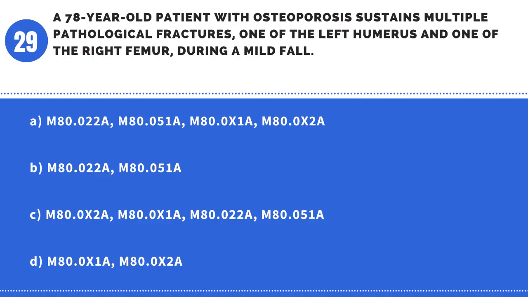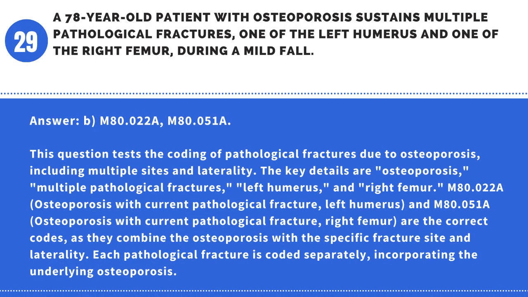Question 29. A 78-year-old patient with osteoporosis sustains multiple pathological fractures, one of the left humerus and one of the right femur, during a mild fall. A. M80.22XA, M80.51XA, M80.XX1A, M80.XX2A. B. M80.22XA, M80.51XA. C. M80.XX2A, M80.XX1A, M80.22XA, M80.51XA. D. M80.XX1A, M80.XX2A. Answer: B. M80.22XA, M80.51XA.